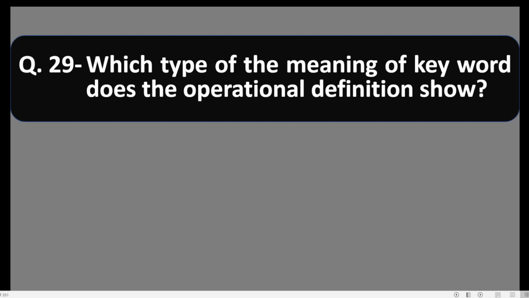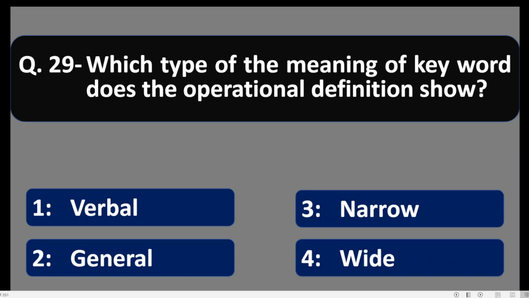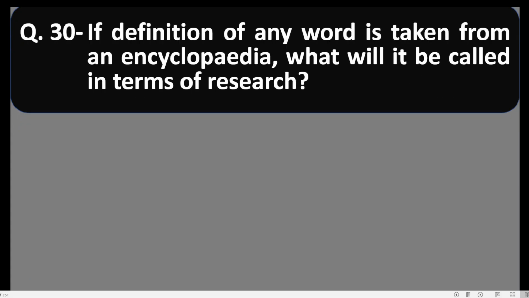Which type of the meaning of a keyword does the operational definition show? Which type of the meaning is shown by the operational definition in terms of research? Number 1, verbal. Number 2, general. Number 3, narrow. Number 4, wide. So friends, an operational definition is applied only in the research in terms of which it is given. So it is narrow. This definition cannot be generalized. It cannot be accepted universally. So an operational definition always gives a narrow meaning. So option number 3.